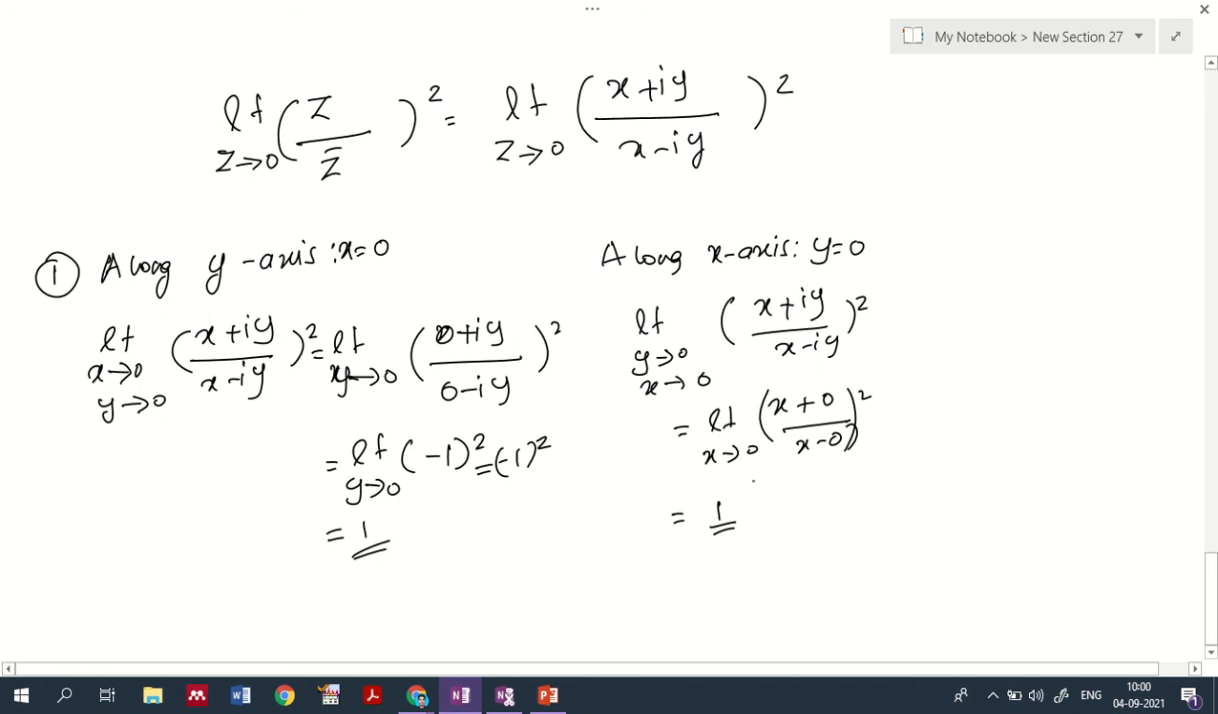And now in this case itself we can say that this is unique, right? The limit values are unique. Because in both cases we are getting the same value, that is 1, the limit values are unique and the limit does exist, okay. So this will be the scenario in this case.